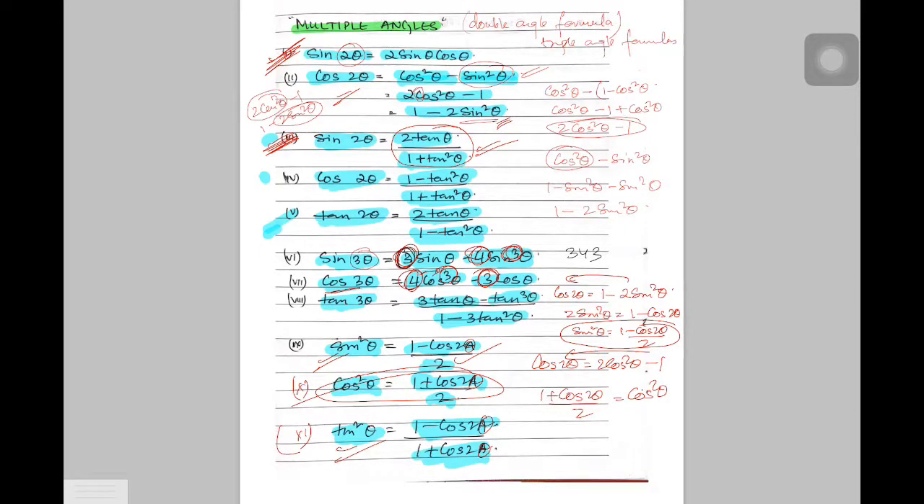Okay, proving the left equals to right, same type of sums will be solving here. And very often questions come from multiple and submultiple angle. This is the most important exercise in trigonometry. So please copy the formulas properly.